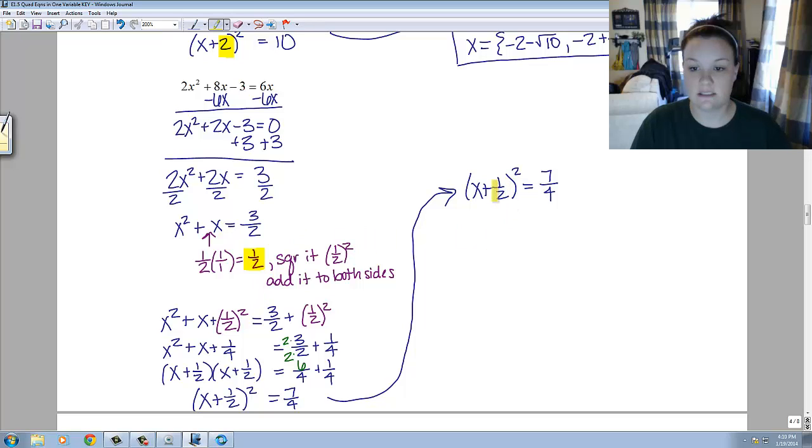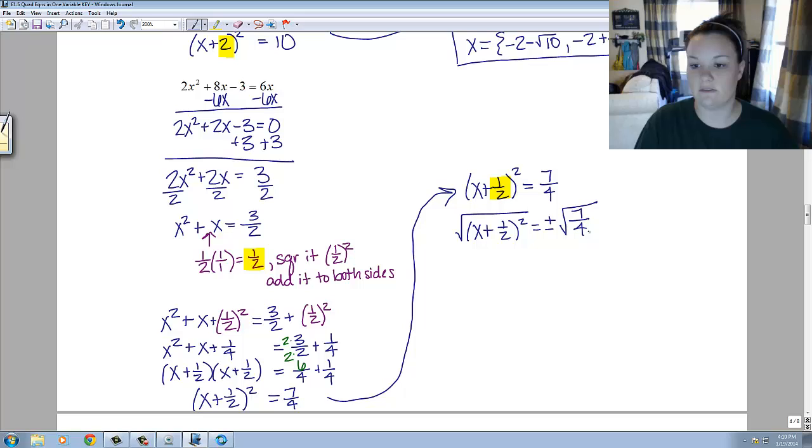So I'm going to go ahead and take the square root of both sides. So I have the square root of x plus 1/2 quantity squared is equal to plus or minus the square root of 7/4. On the left-hand side, the square and the square root cancel. So I have x plus 1/2 is equal to plus or minus. Now I'm going to go ahead and leave the top as the square root of 7. But since the bottom of the fraction is a perfect square, I'm going to go ahead and simplify that to 2. Okay? And then move your 1/2 to the other side by subtracting.